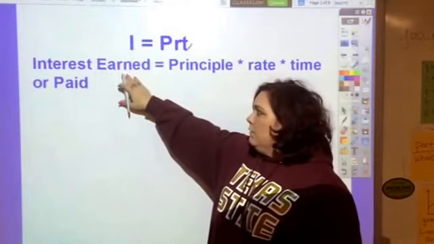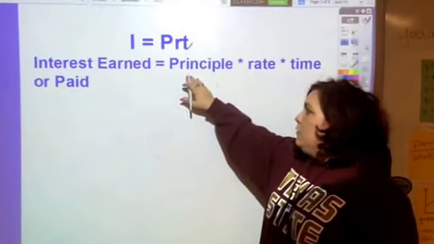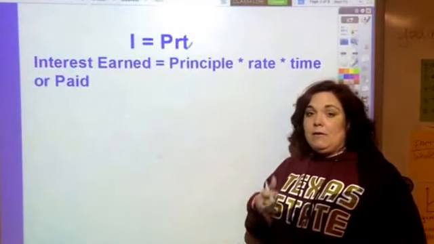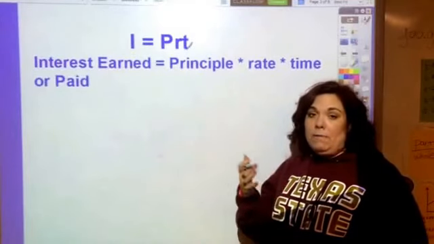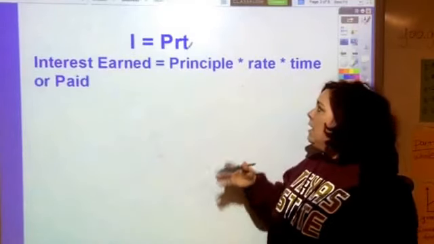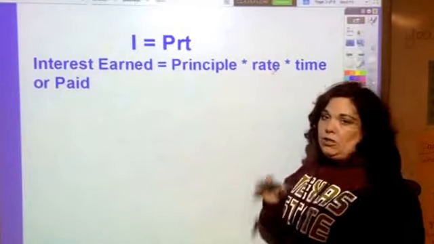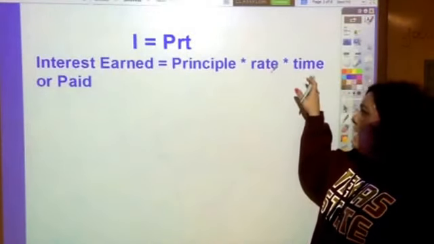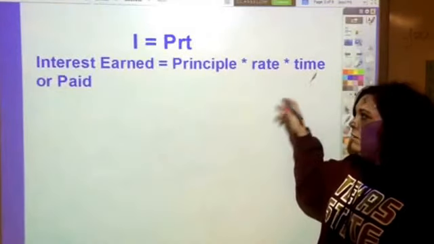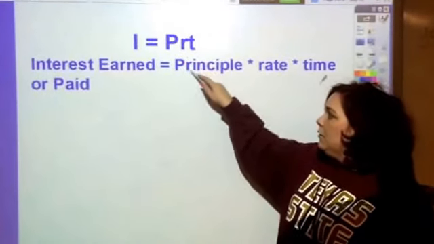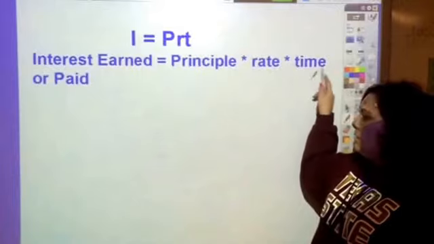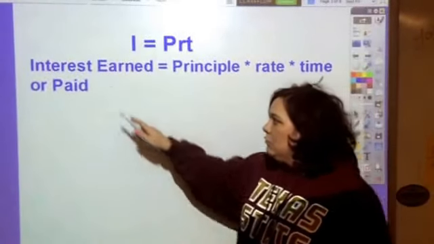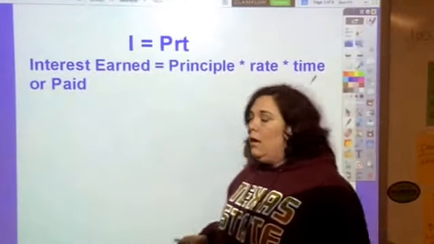Interest earned, for I, is equal to the principal. That's the amount either you take out on a loan or the amount that you put into the bank, times the rate, which is written as a percent, and then you'll have to write as a decimal, times the time. So these are all multiplied together. So it's principal times rate times time. And this is interest earned or paid.